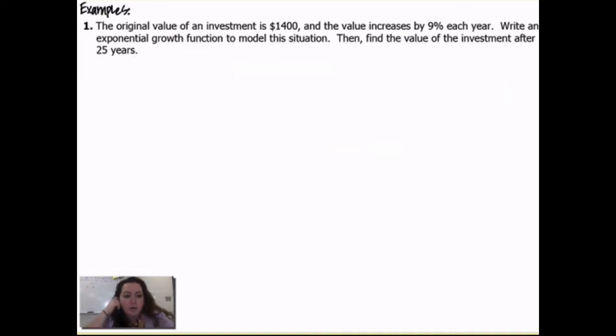Example 1. The original value of an investment is $1,400, and the value increases by 9% each year. Write an exponential growth function to model this situation. Then find the value of the investment after 25 years.